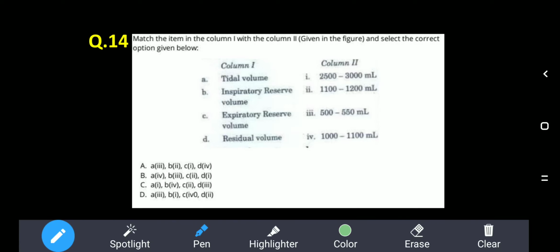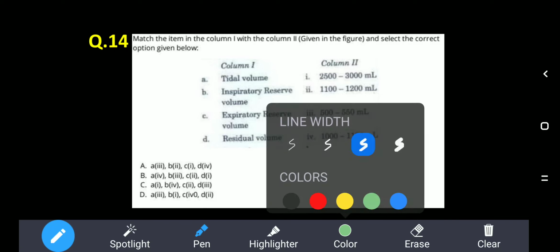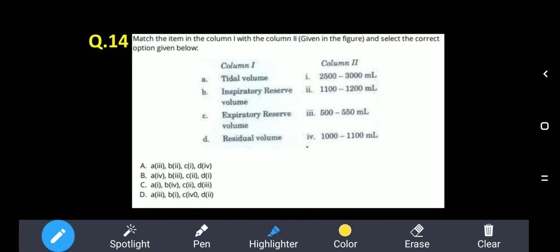Don't forget. Okay. Question number 14 is match the items in column number 1 with column 2. Tidal volume, inspiratory reserve volume, expiratory reserve volume, and residual volume. On the other side, we're given certain values: 2500 to 3000 ml, 1100 ml to 1200 ml, 500 to 550 ml, 1000 to 1100 ml.